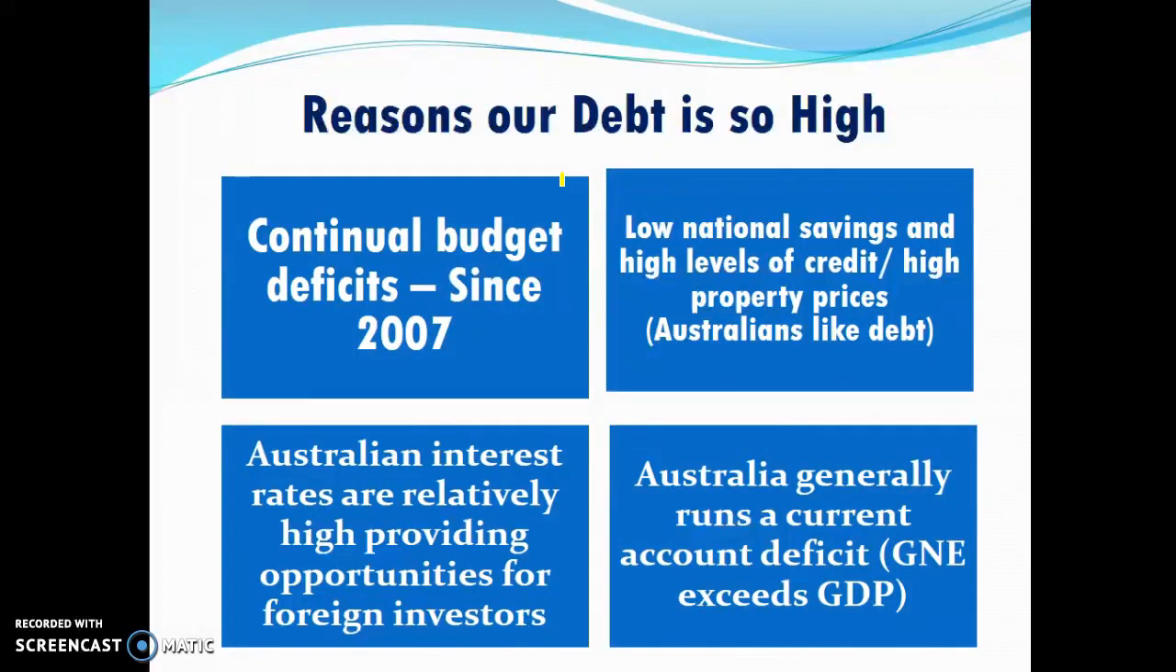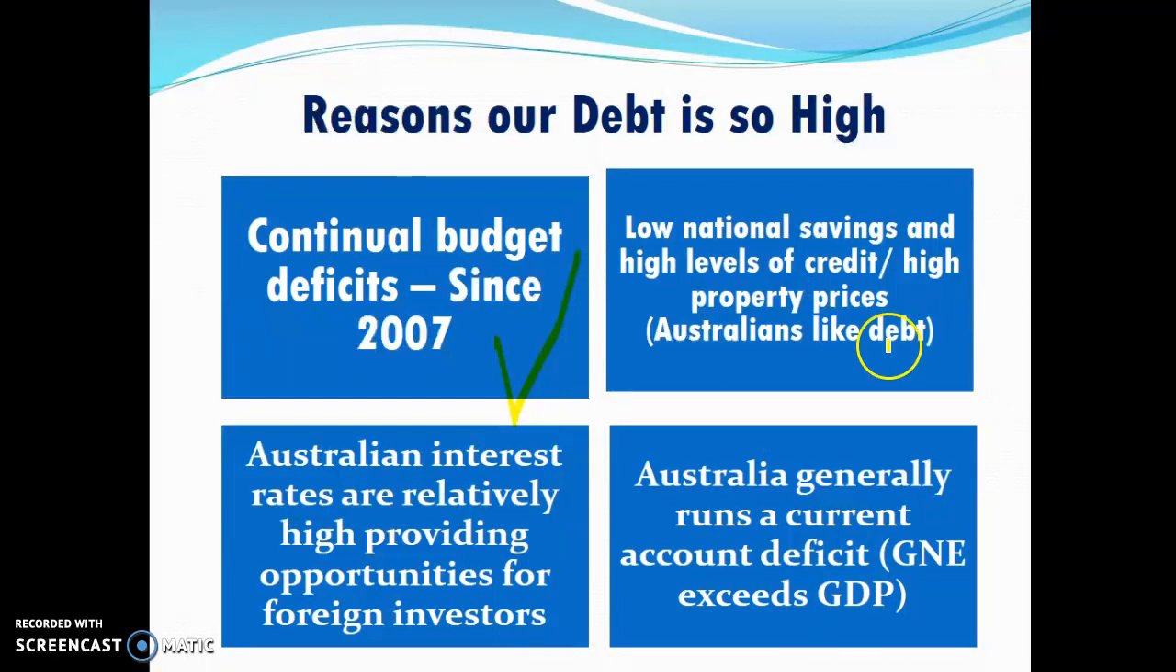So, reasons Australia's debt is so high. Again, we've run budget deficits since 2007, so you can link that to public sector debt, which is a proportion of foreign debt. Low national savings: because of high property prices and a lack of national savings, that forces us to go into debt as well, because we have to borrow a lot to purchase houses.